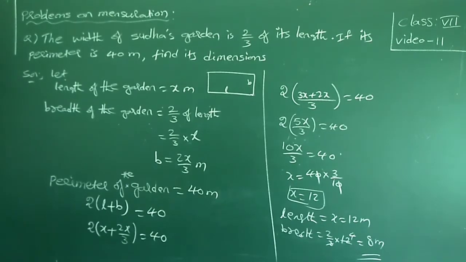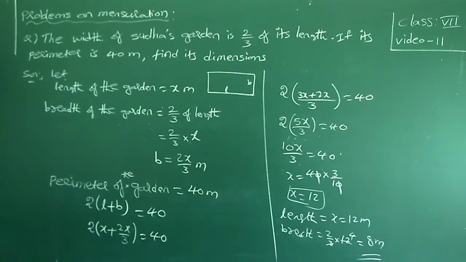Length of the garden is x meters because width is depending on length. Length is equal to x meters. Breadth of the garden is equal to 2 by 3 of the length. 2 by 3 into x, 2x by 3. Perimeter of the garden is equal to 40 meters. 2 into L plus B is equal to 40 meters. 2 into x plus 2x by 3 is equal to 40. L is x, B is 2x by 3.